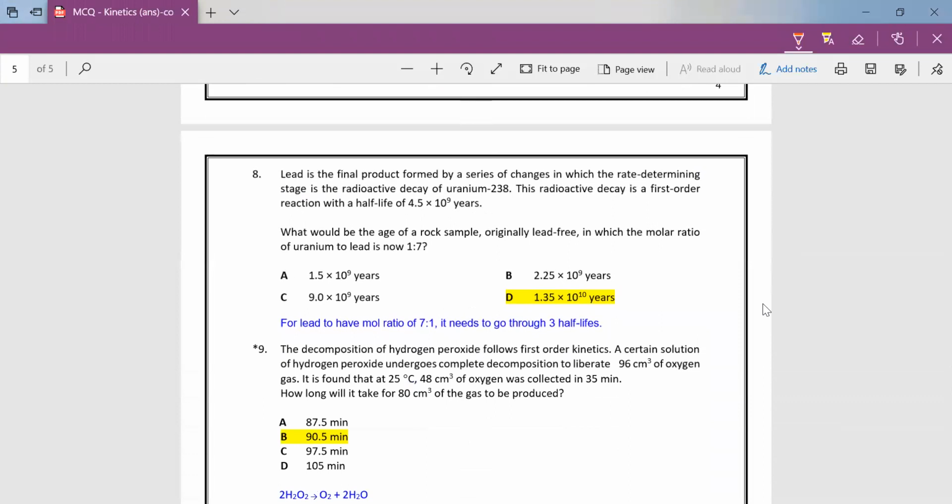Question 8. Lead is the final product formed by a series of changes, radioactive decay of uranium. This radioactive decay is first order with half-life 4.5 × 10^9 years. What will be the age of a rock sample, originally lead-free, in which the molar ratio is now 1:7? For lead to have a mole ratio of 7:1, it has to go through 3 half-lives, which we have actually explained earlier.